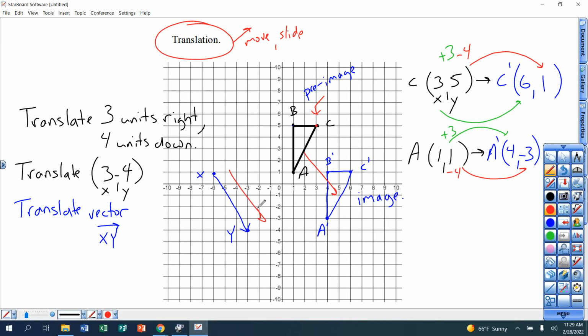3 right, 4 down. Last word is vector. Vector. Good luck. This will get you ready for tomorrow.